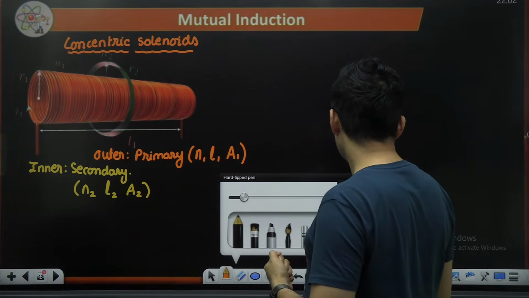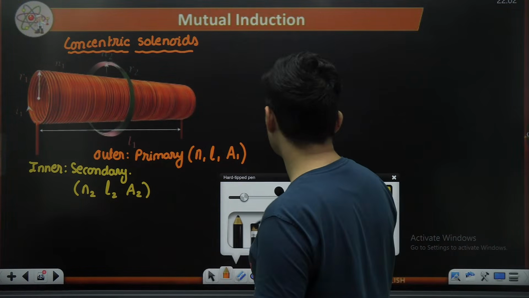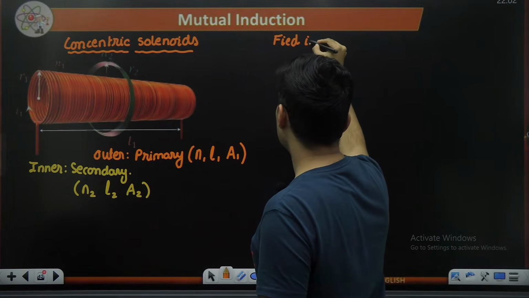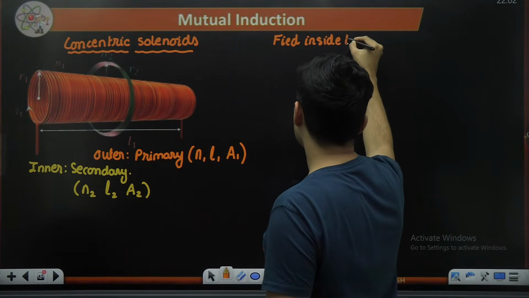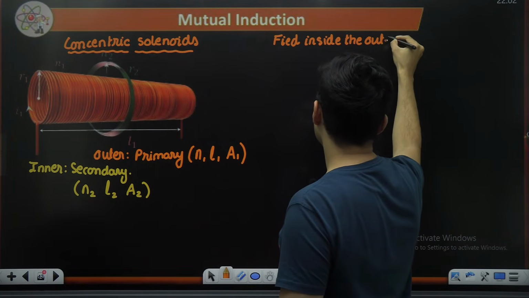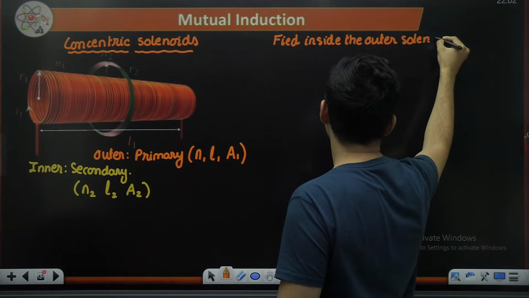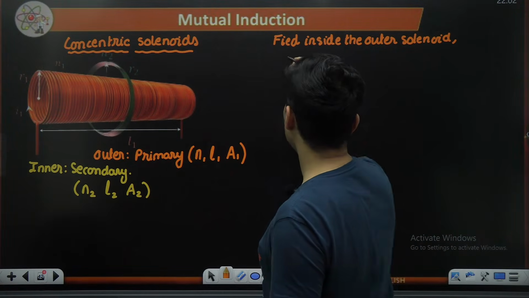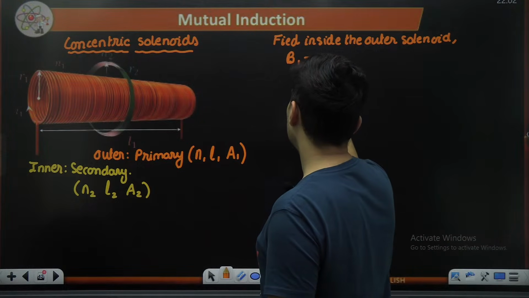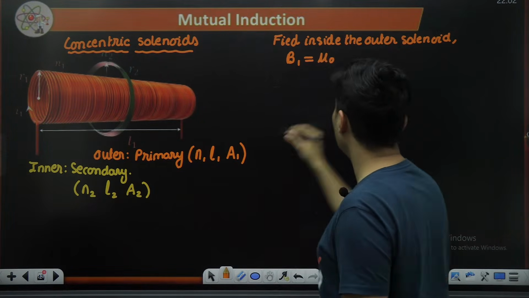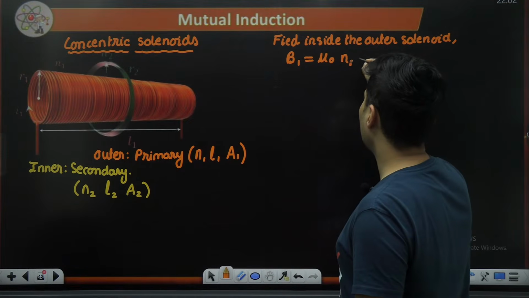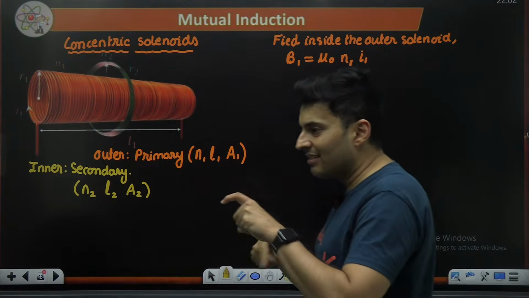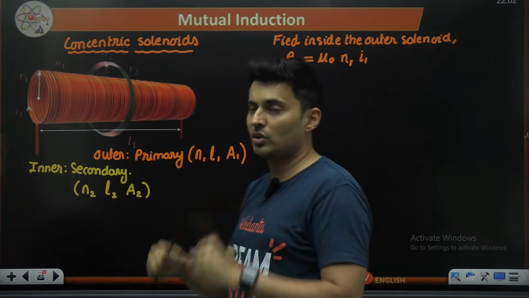First, we'll calculate the field due to the outer solenoid. What is the field inside the outer solenoid? Because of the primary one, B1 will be mu naught n i, where n will be n1 and i will be I1. Perfect. So that field will pass through the coils of the inner solenoid.